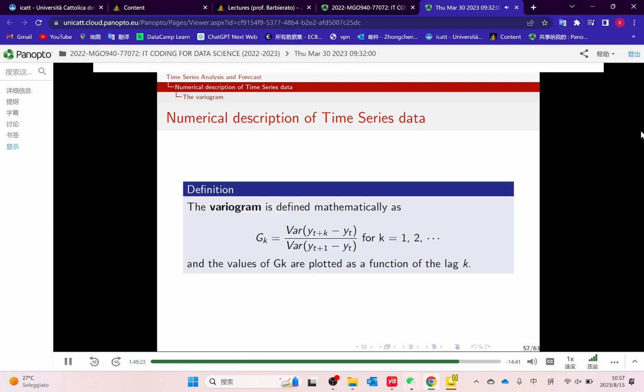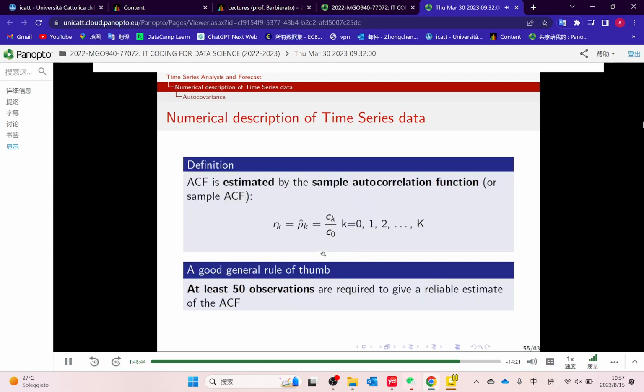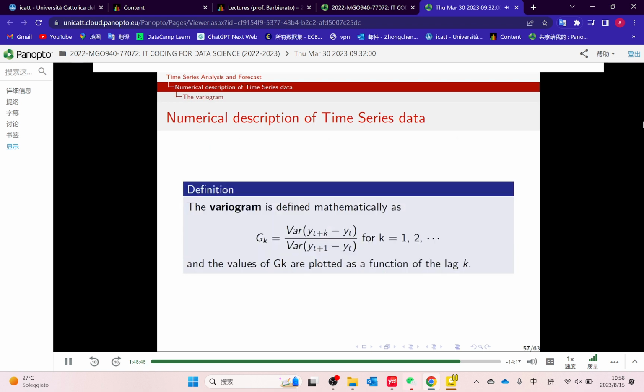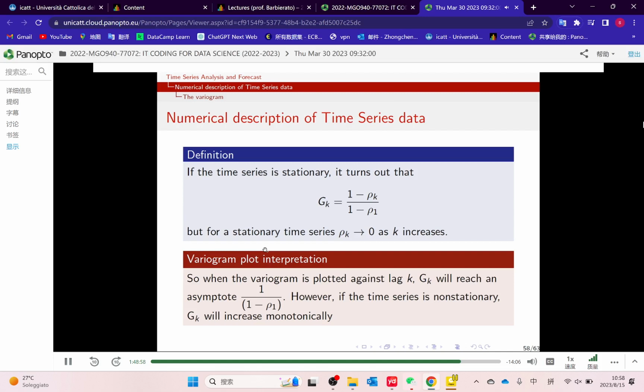Again, you will define a formula that puts together the variance of the generic T plus K lagged and the first, which is something vaguely similar to what you're doing here. So in the end, it's just another way to see the problem. This formula will give you a sequence of numbers, a sequence of values. Again, you can plot it.